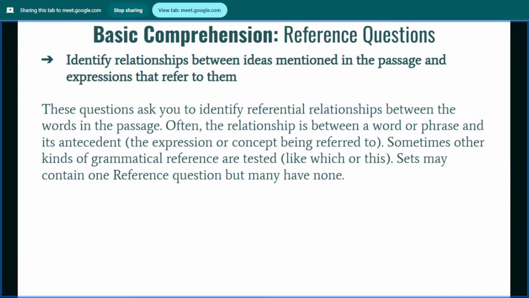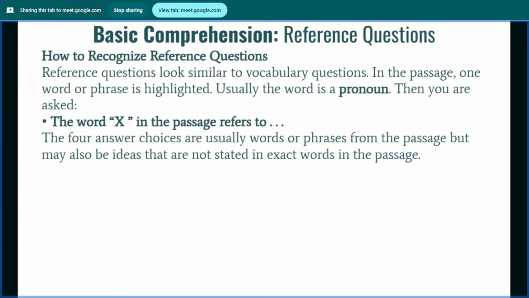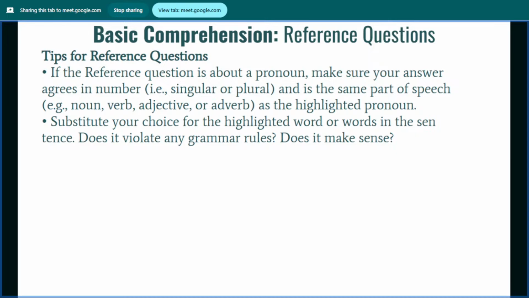Usually sets may have one reference question, but sometimes they might have none also. So it might be 1 or 0 in a passage. Your question will always look like: the word X in the passage refers to what, and usually that word is a pronoun. That's what you need to identify, what it is being referred to. Here, the reference questions will be about a pronoun. What do we mean by pronoun? Any idea?